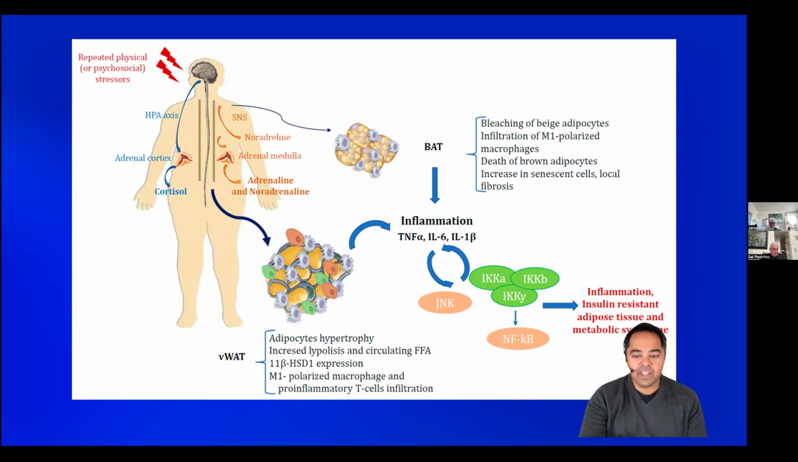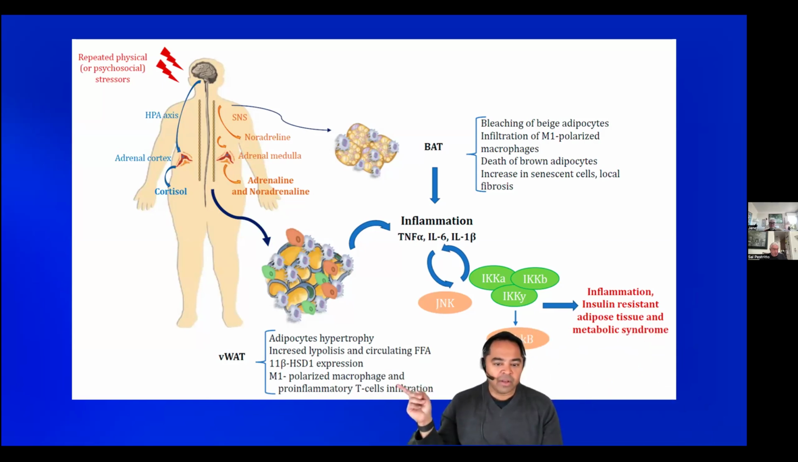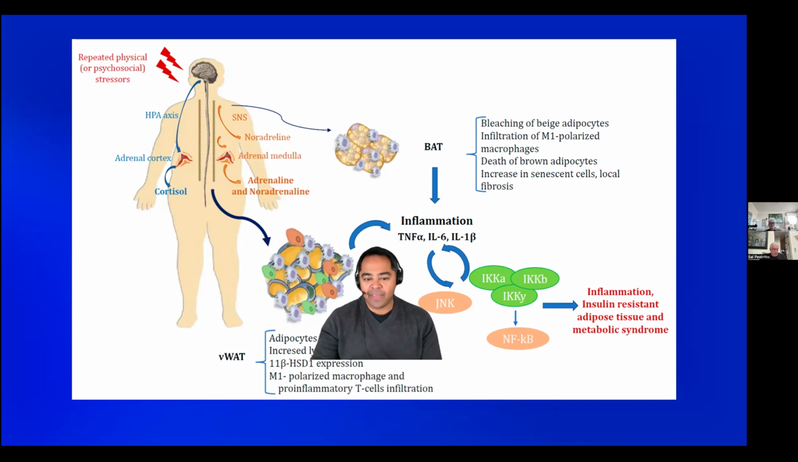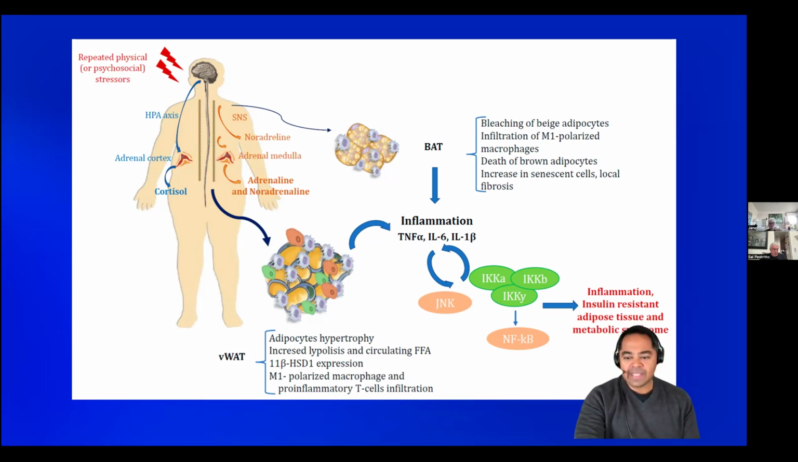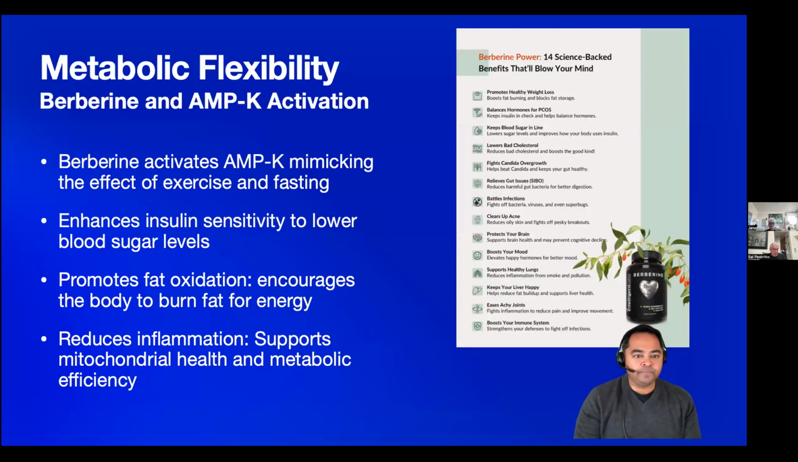Over here now, your fat cells will get larger. You get a lot more of these circulating free fatty acids. You get pro-inflammatory cells, through other pathways. On this side here, you get inflammation, insulin resistant adipose tissue, which is fat tissue. So a lot of things that we don't want to have happen.